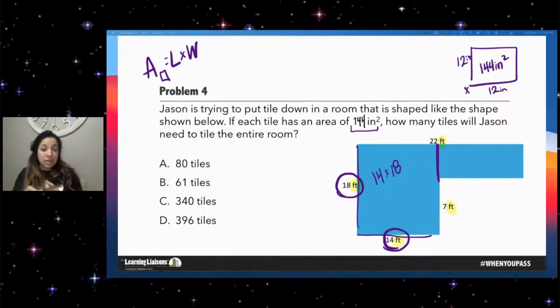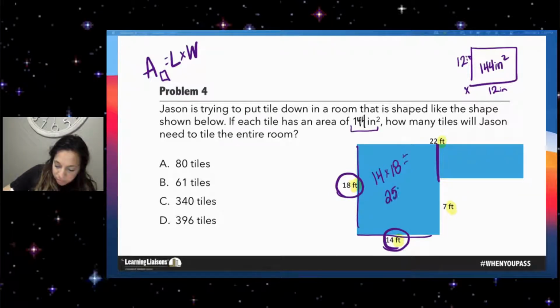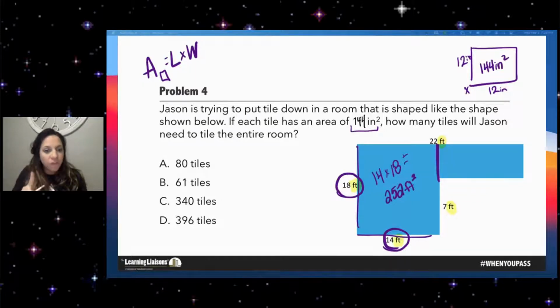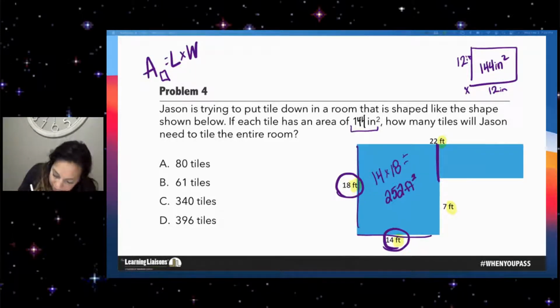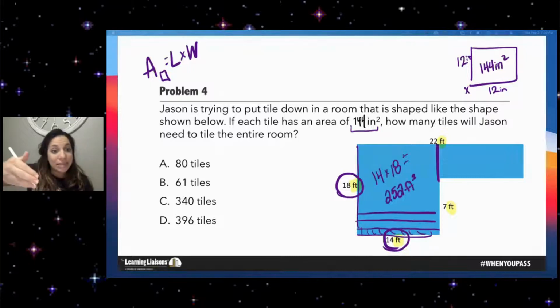I'm going to use my handy dandy calculator because I have one. I know not everybody has one. So in that case, you would have to do this by hand, but that's going to equal 252 feet squared, which means there's 252 squares that are the size of 1 foot in this section. Because down here, there's going to be 14, 1, 2, 3, 4, 5, 6, 7, 8, 9, 10, 11, 12, 13, 14, and then 14 more, and then 14 more, 18 times. That's why area is length times width.